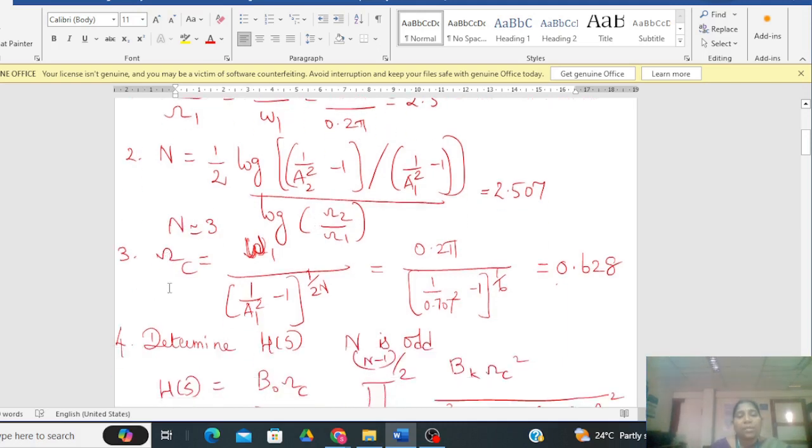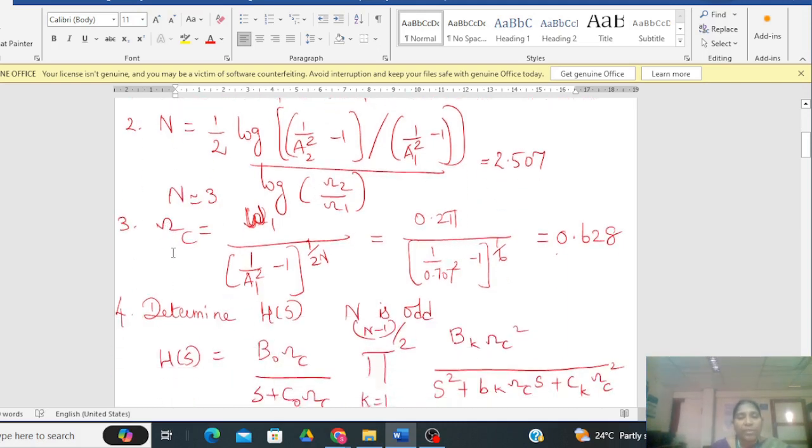Now the next step, we have to determine the analog cutoff frequency omega c, which is given by the formula omega 1 divided by (1 by A1 squared minus 1) whole power 1 by 2n. In the place of n, we will be substituting 3 here, and omega 1 value as 0.25, A1 as 0.707. So after substituting all these values, we will be getting omega c as 0.628.